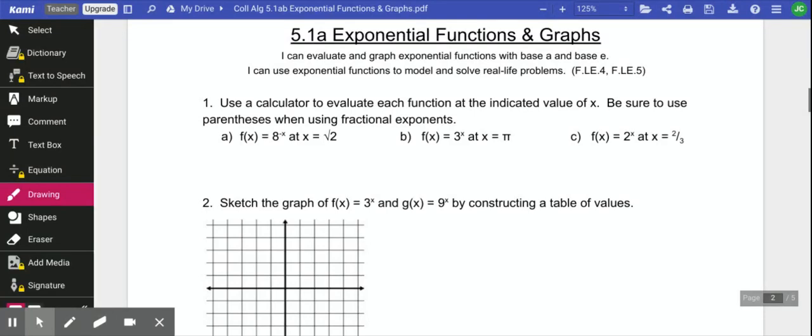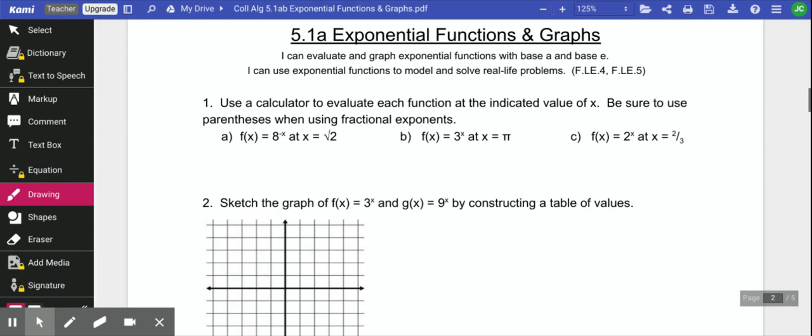In Chapter 5, we're going to start reviewing our exponential functions and the inverse of exponential functions, which are logarithms. So we're going to just review everything that we learned from Algebra 2, kind of expand on that. So the first thing that we have here is just making sure that we can get our calculator to behave.